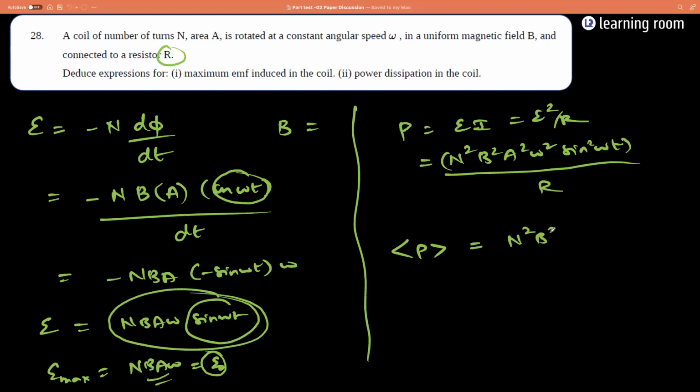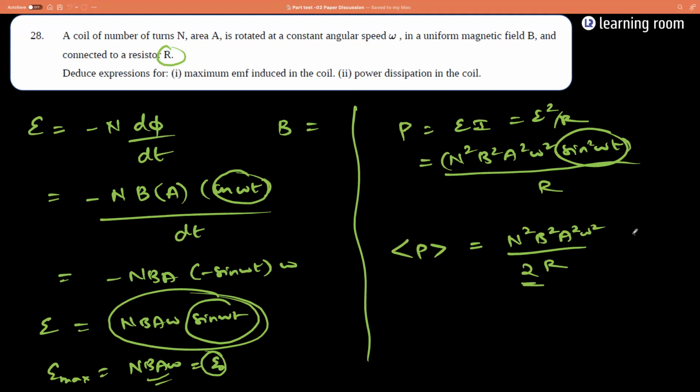It will be N square B square A square omega square divided by R multiplied with the 2. Why did I write a 2 in the denominator? Let me see who is able to answer this. Because, sir, the average value of sin square omega t is half.